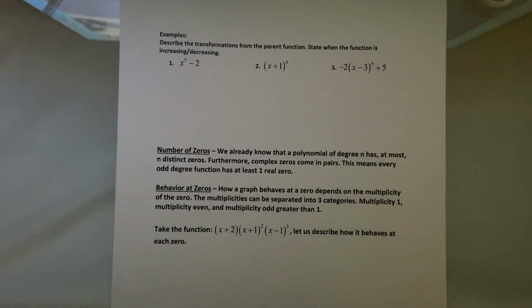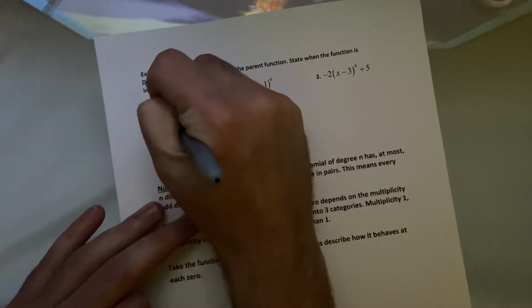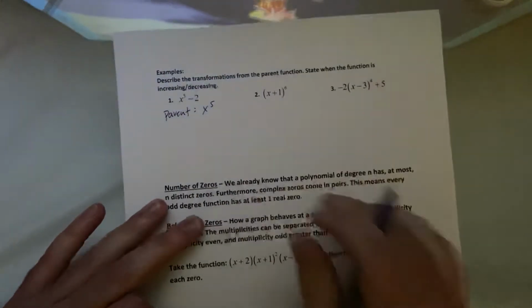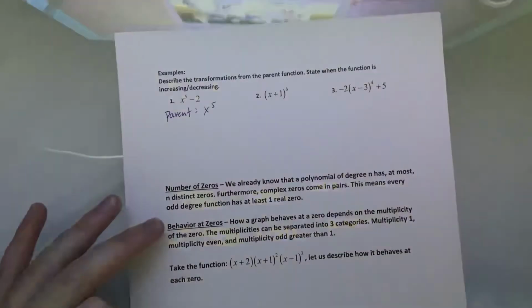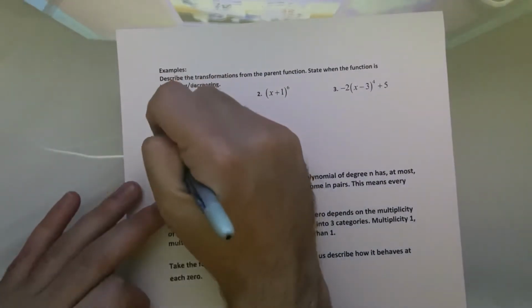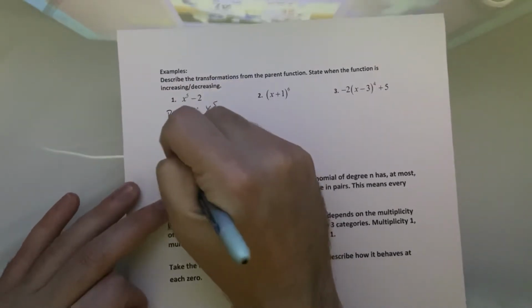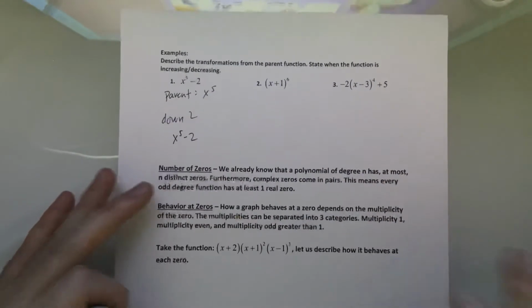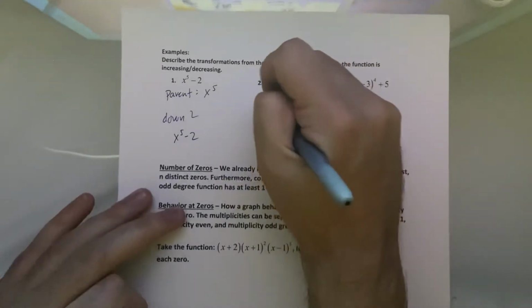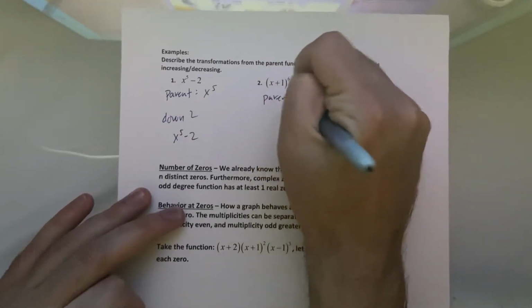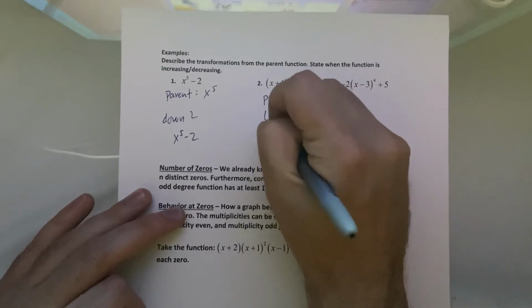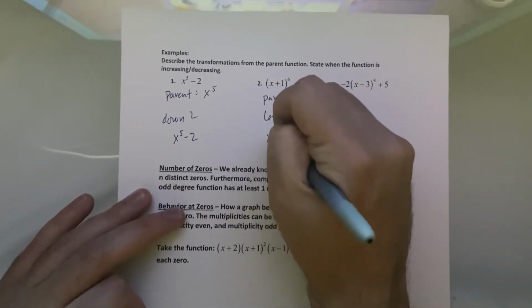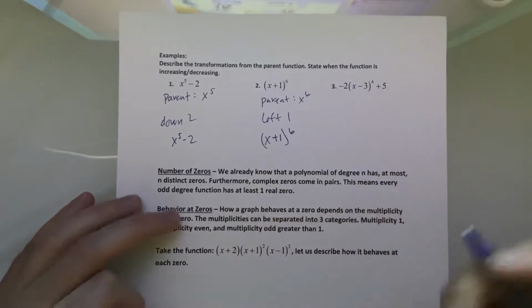So when you get something like describe the transformations from the parent function for x to the fifth minus 2, well, the parent function here is x to the fifth, so it's really just the minus 2 portion. All you do is down 2 to get x to the fifth minus 2. Pretty simple. For x plus 1 to the sixth, for a parent of x to the sixth, you go left 1 to get x plus 1 to the sixth.